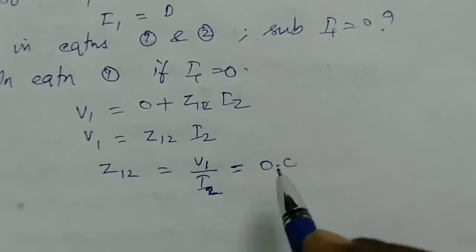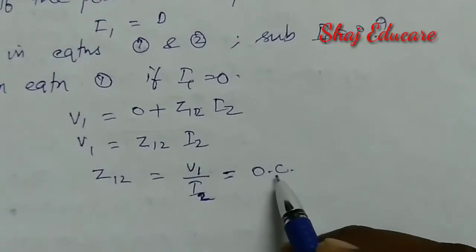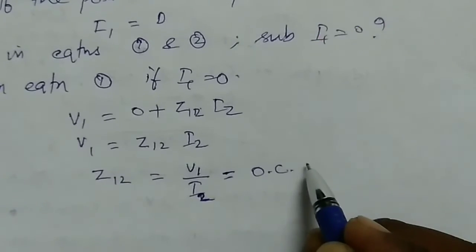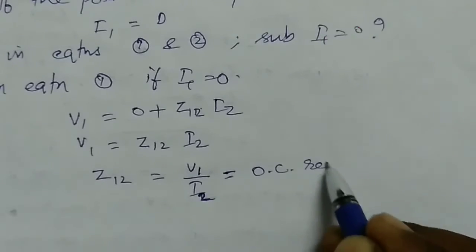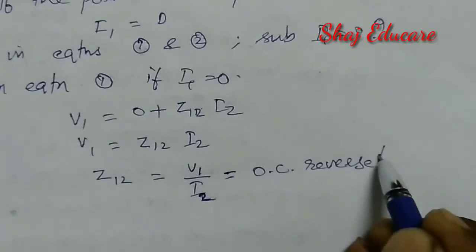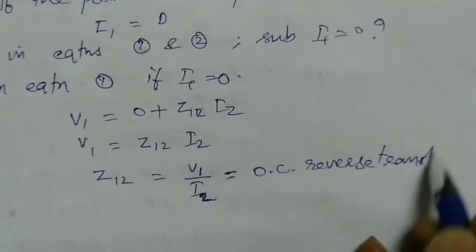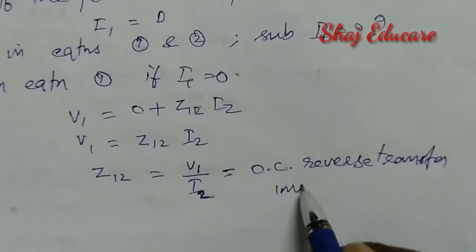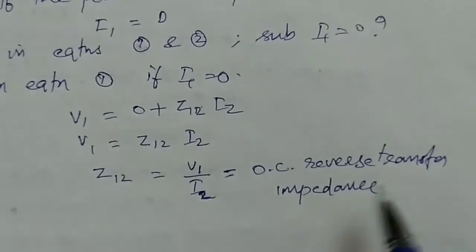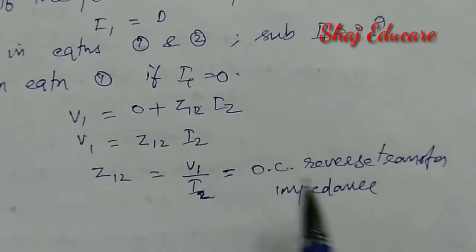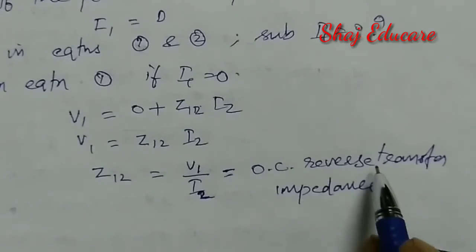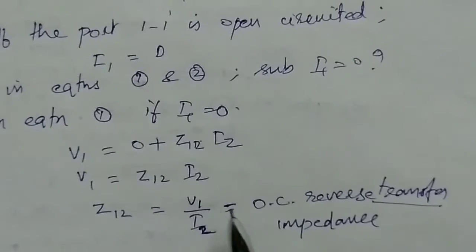So now let us call it open circuit reverse transfer impedance. V by I, this is the reverse transfer impedance.